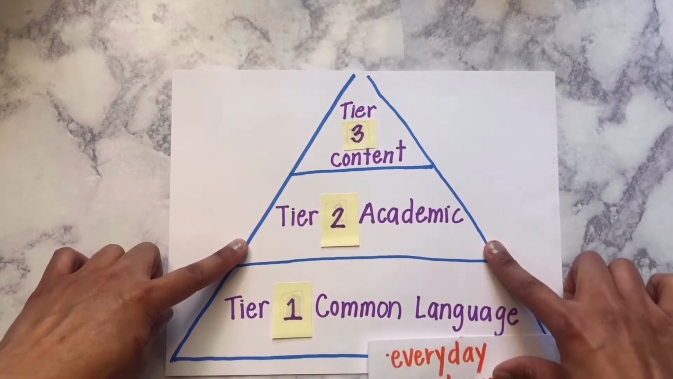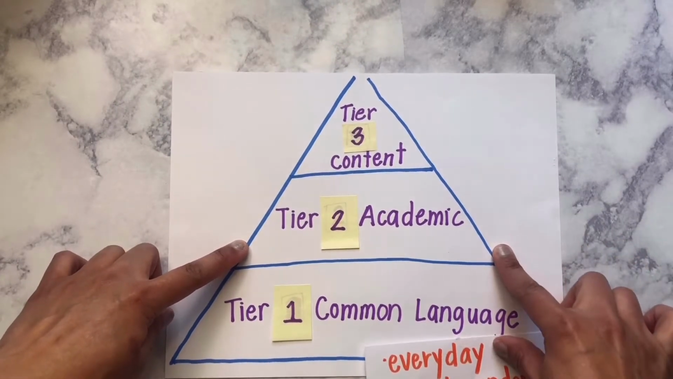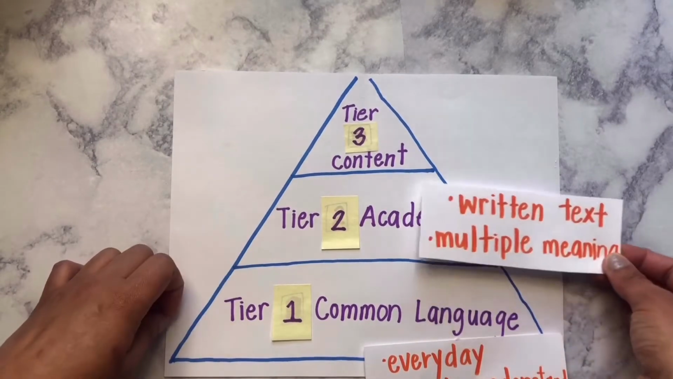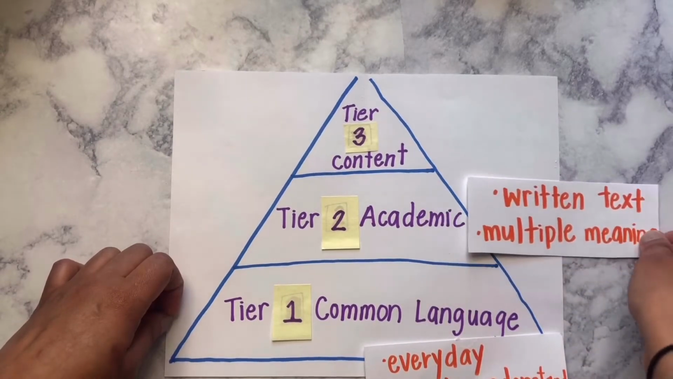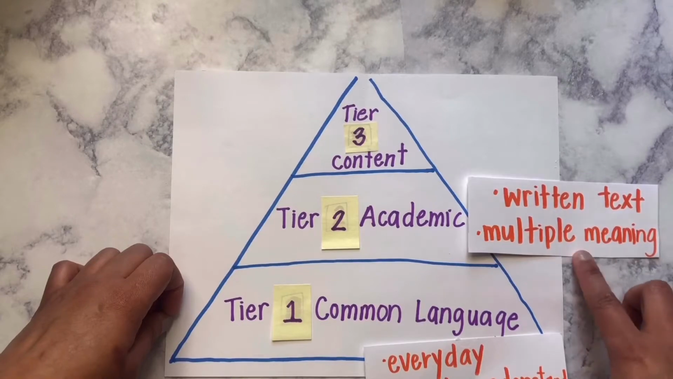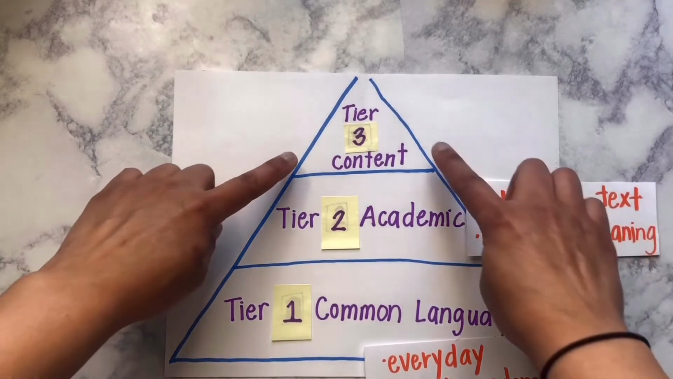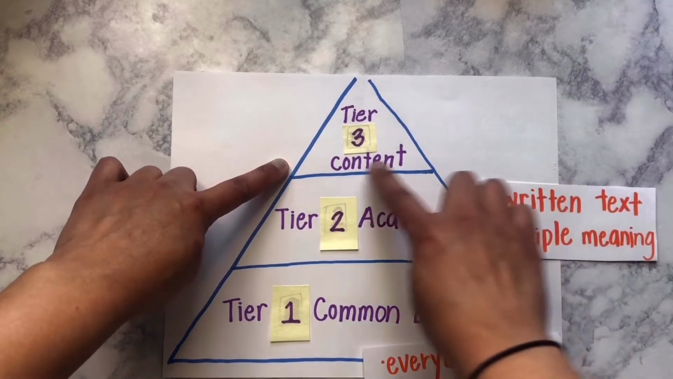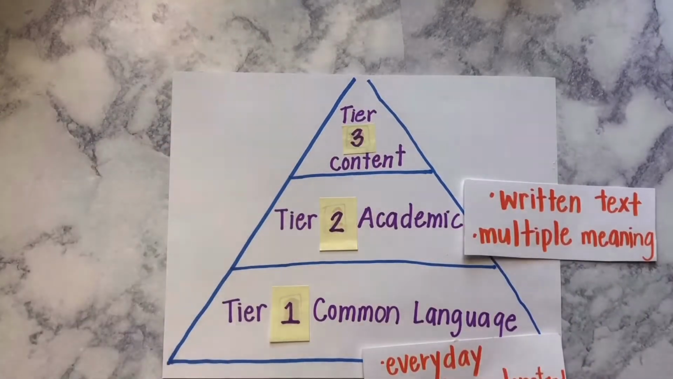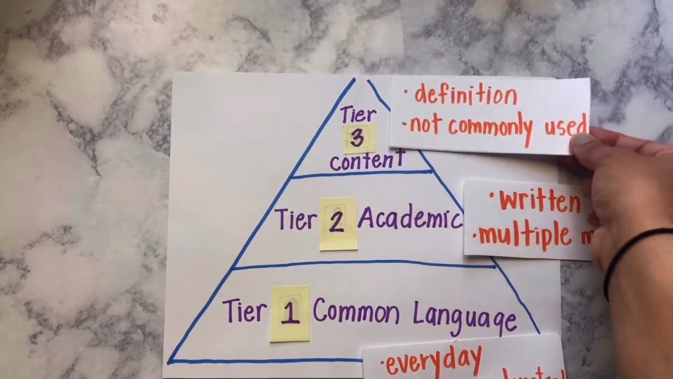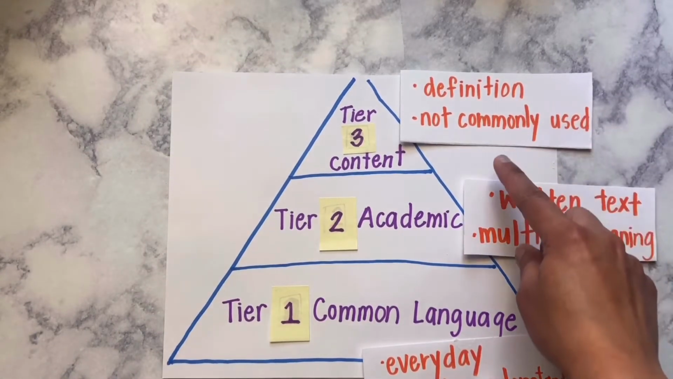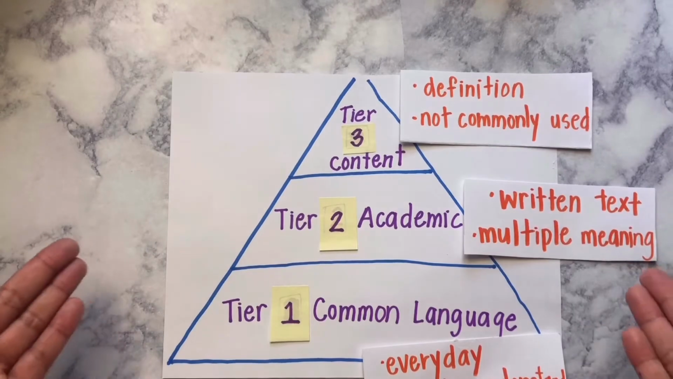Tier 2 is the academic vocabulary words. It's in the middle of the triangle. These words are most commonly found in written text, and they might also have multiple meanings. Tier 3 vocabulary words is at the very top of the triangle. It's the smallest triangle. These are words that we might need to look up their definition, and we don't commonly use in our language every day. We might have to think about their meaning.